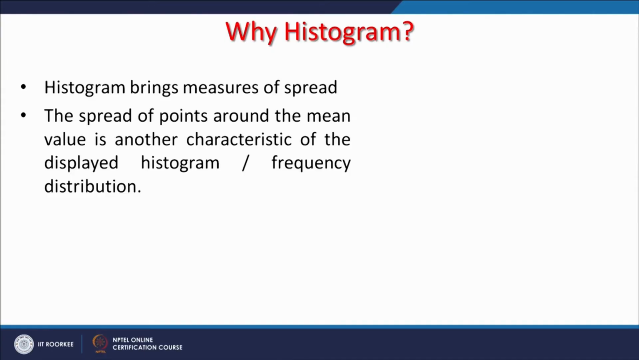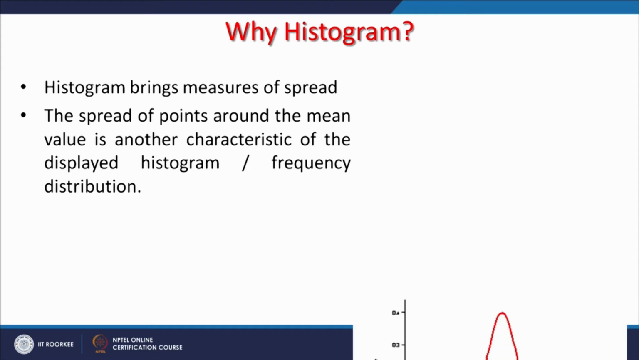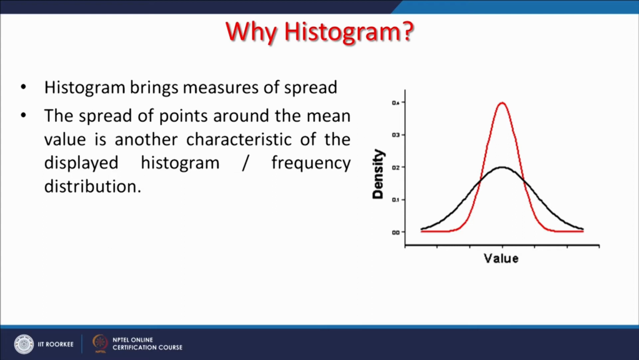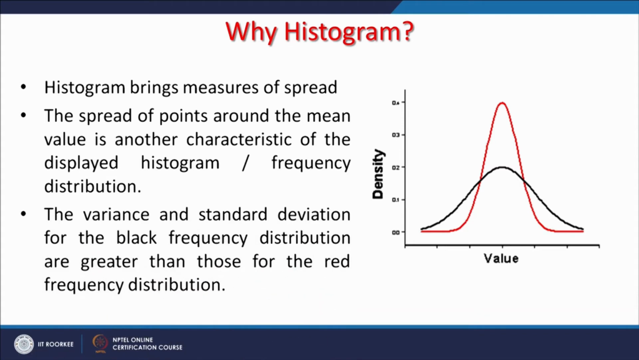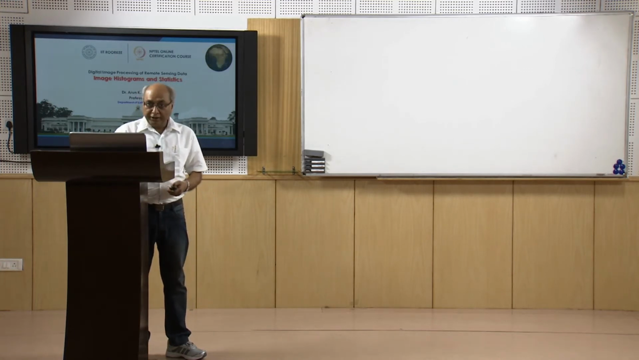The spread of points or pixels around the mean value is another characteristic of the displayed histogram frequency distribution. Like here, it is a normal distribution. Sometimes you may not have very high pixel values within an image, so you may get a distribution something like this, or you may have very high pixel values within the same image, and then you may have a different distribution. But this is a very normal kind of distribution. A Gaussian distribution is there, but generally in images you may not get this kind of distribution. The variance and standard deviation for the black frequency distribution as shown here are greater than those of the red frequency distribution. So just looking at the histogram, a lot of statistics can be assessed about the image, and what image processing or enhancement technique has to be employed is going to be based on how the histogram looks for an image.